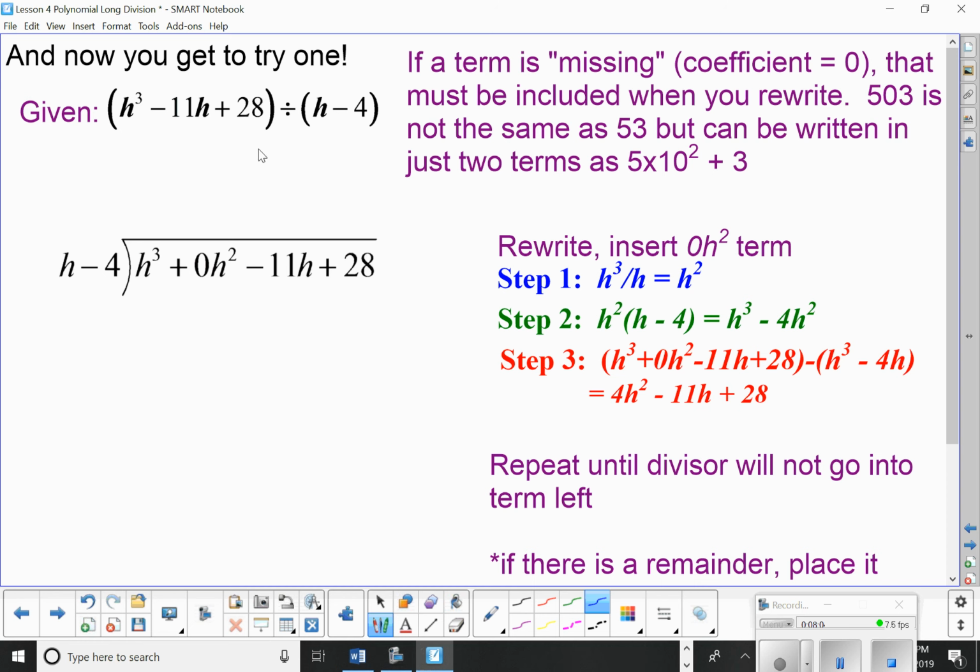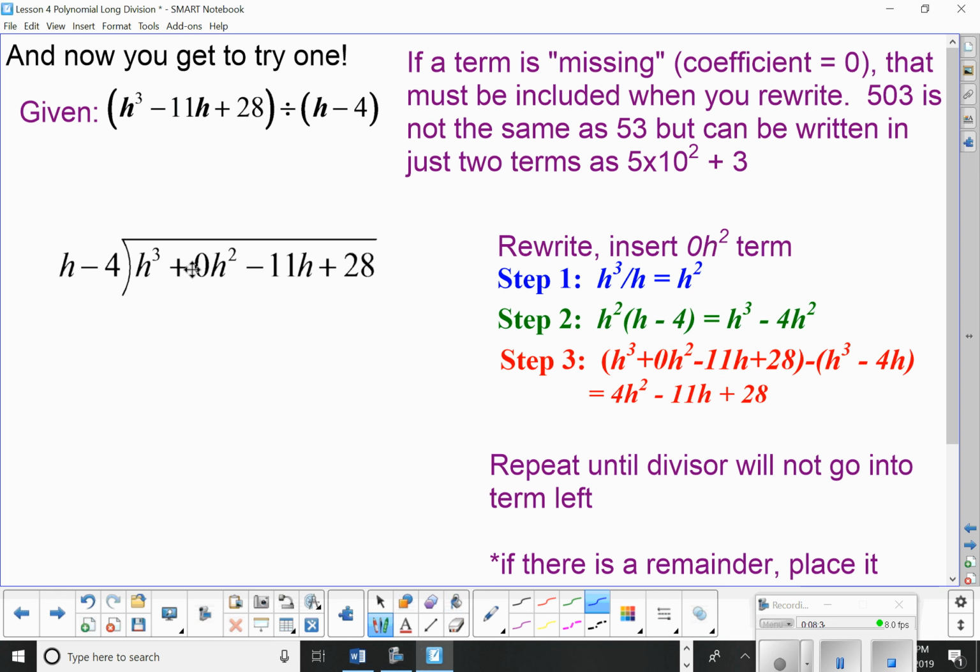Okay? Now, you get to try one. But here's a tricky thing. If a term is missing, its coefficient is 0, and that must be included when you rewrite. Remember that 503 is not the same as 53, but can be written in just two terms as 5 times 10 squared plus 3. Okay? So, for this one, I don't have an h squared. So I put in 0h squared.